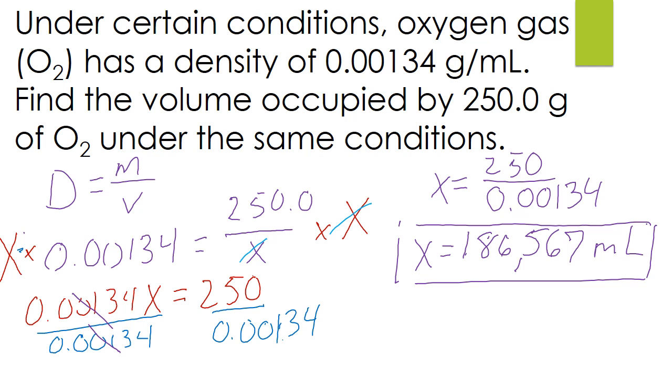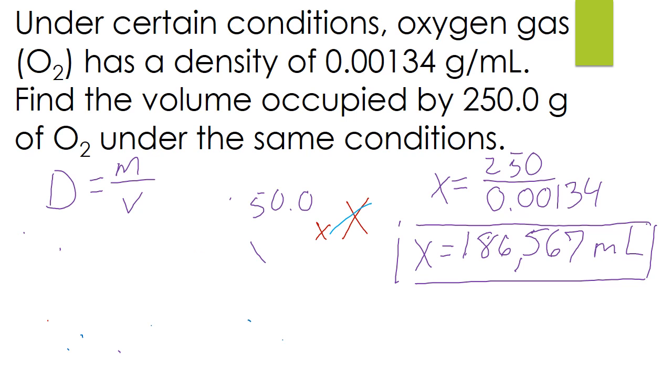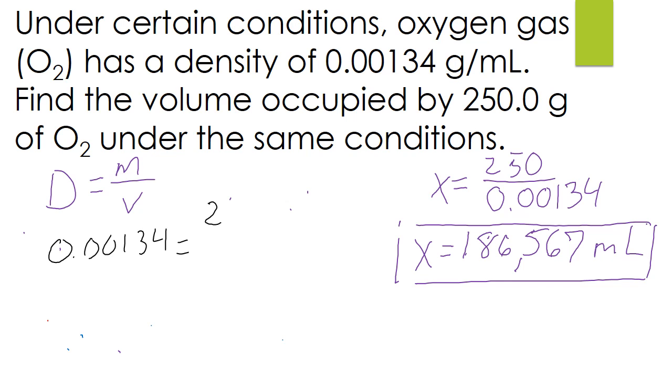If you aren't sure of your answer, you can always go back in and plug it into the equation and see if it makes sense. So I'm going to erase a bit of stuff here, give myself some room so that I can check my work. Good enough. And let's plug it in and see if I get the same density. I said the density is supposed to be 0.00134. I know that the mass was 250 grams.